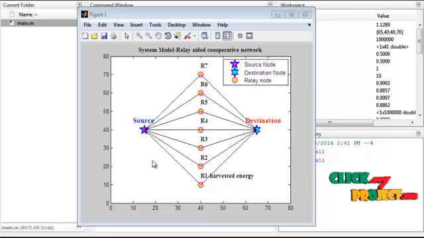This is the x-axis and this is the y-axis. The relays are in between the links: the source to relay and relay to destination. In this relay-aided cooperative network, the relay is in between the source and destination. I will take the 7 nodes. The first node is R7, then destination, R6, R5, R4, R3, R2 and R1. So this is the system model of the relay-aided cooperative network.